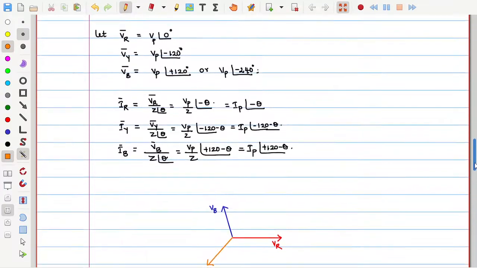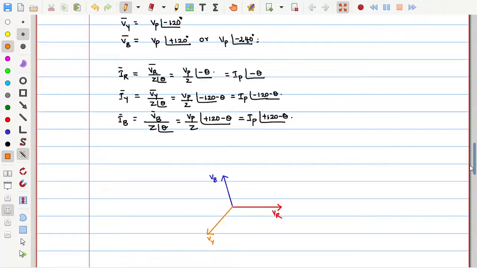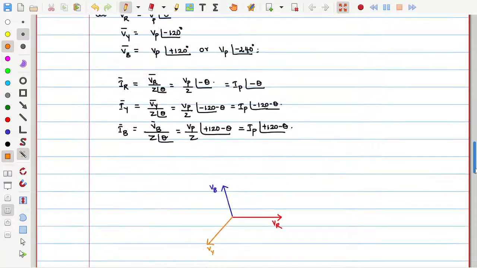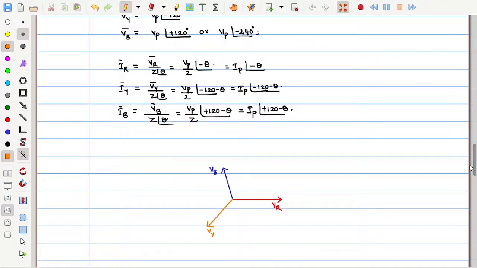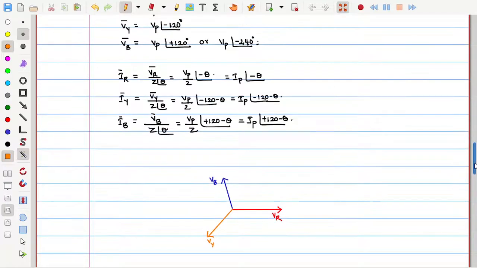Once you know the phase voltages, we have already seen the line voltage concept. How do we draw the line voltages? For example, whichever line voltage I need, based on that I will proceed. First, prior to that, let me put the currents also.